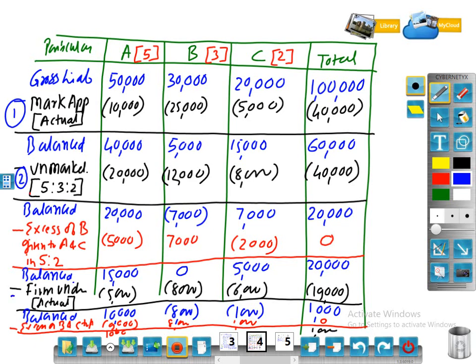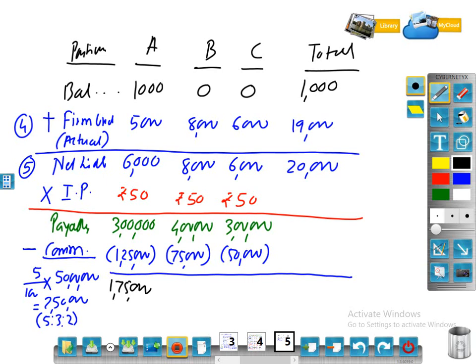Again, step number 3, if the firm underwriting is there and benefit you are going to give, there are two types of problem: benefit is given and benefit is not given. Not given we will see later on, but if benefit is given, then we have to follow this. 25,000, here 4 lakh minus 75,000, 3 lakh 25,000, and here 2 lakh 50,000. So this much bank we have to receive finally for the settlement of Mr. A's account, B's account and C's account.